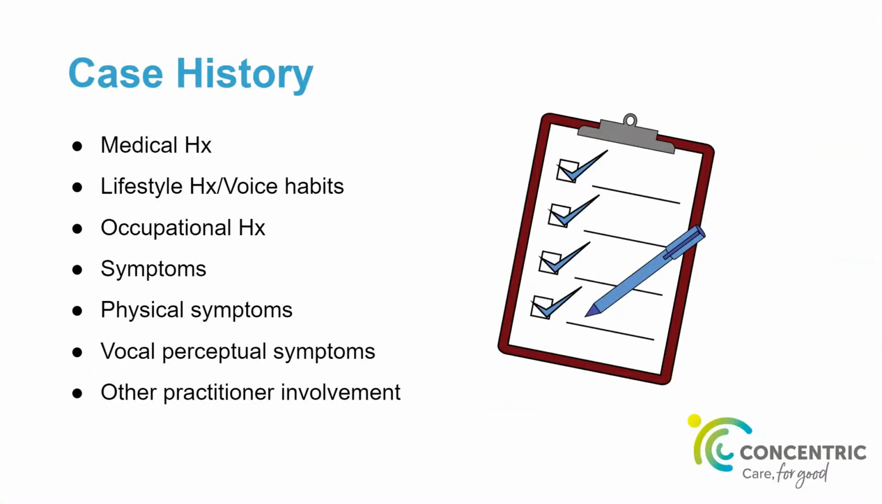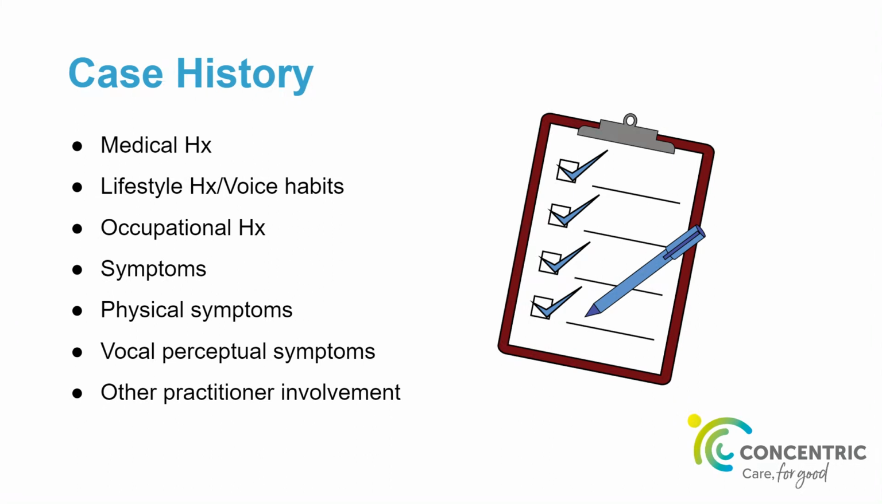Now, moving on to case history. On the slide here, we have a few key components that are needed when gathering a comprehensive case history. First, we always want to make sure that we have a thorough medical history. Now, this also includes our primary and secondary diagnoses, such as a client may present with Parkinson's or post-stroke.